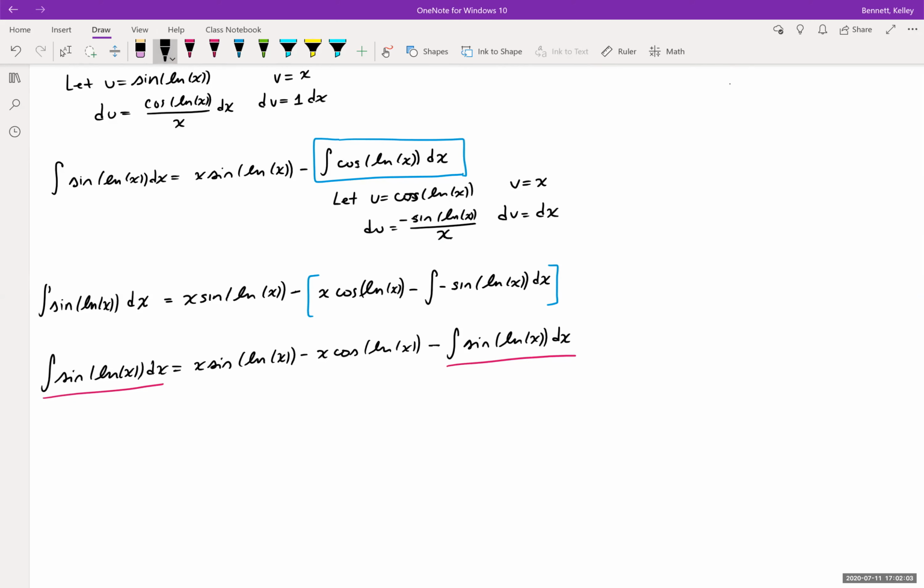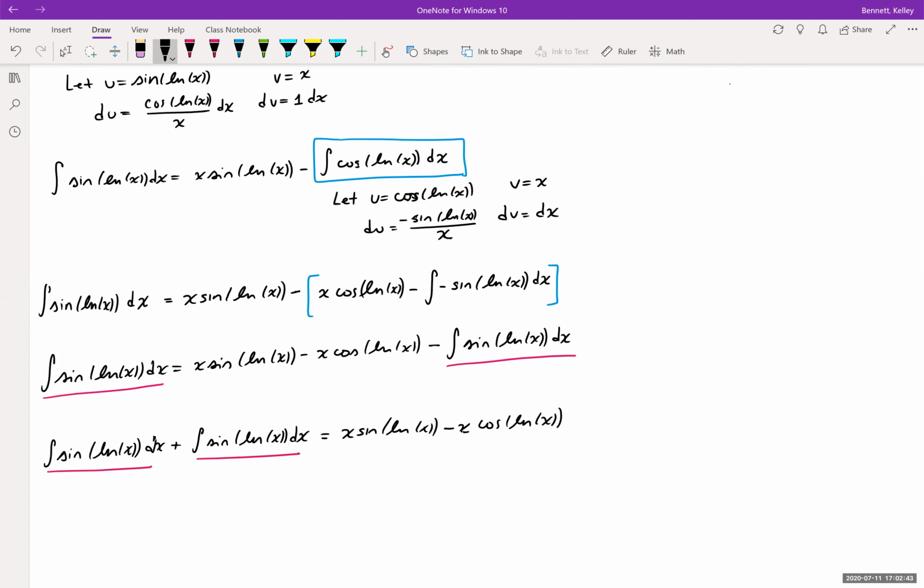Exactly the same. So I'm just going to add this, my sine ln x, to the right. So I'm going to get the integral of sine of ln of x dx plus another integral of sine of ln of x dx, right? So that was like 2 twins. And then this still equals just x sine ln of x minus x cosine of ln of x.